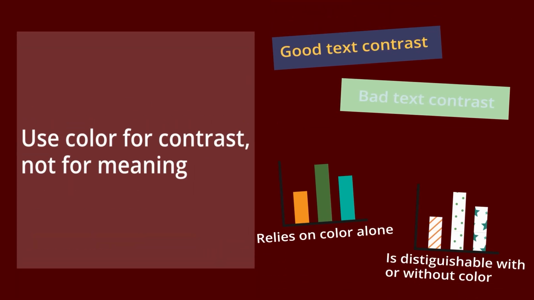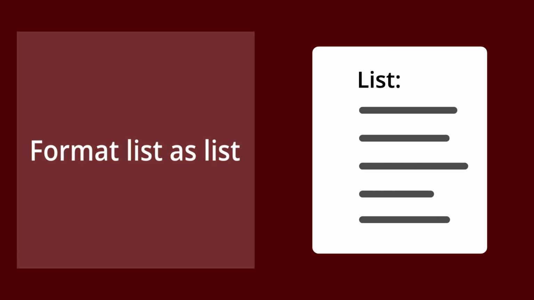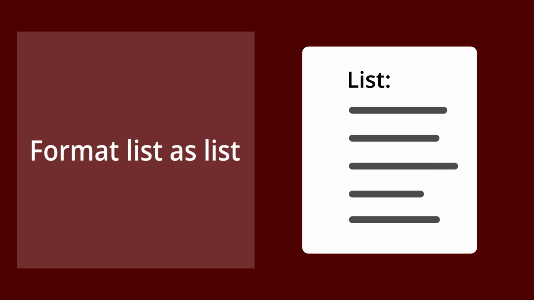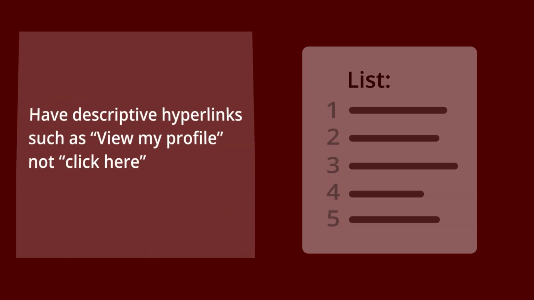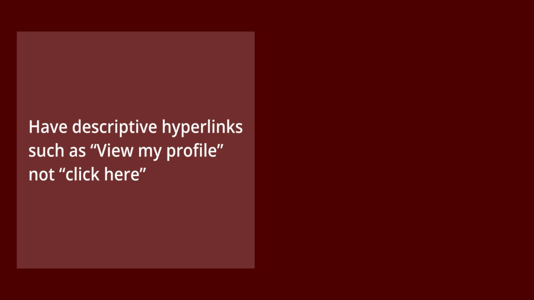Use color for contrast, not for meaning. Format lists as lists. That means make it bulleted or numbered. Have descriptive hyperlinks, such as view my profile, not click here.